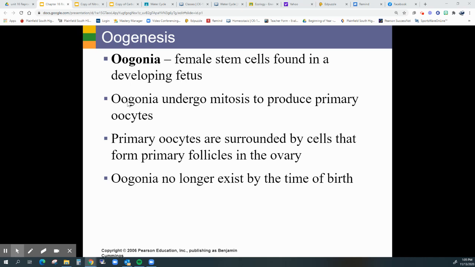Let's see. You don't really need a whole lot of this. So the big thing here is that this process is happening under mitosis to make a primary oocyte, and then the primary oocytes are surrounded by cells that form those follicles.